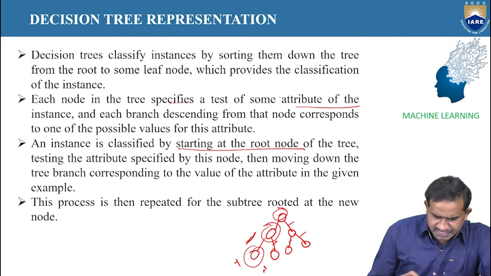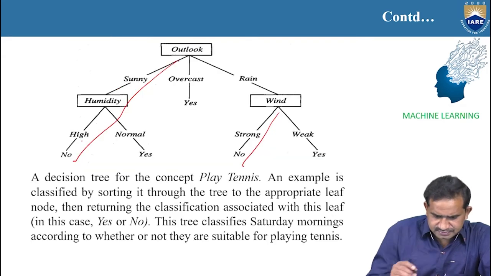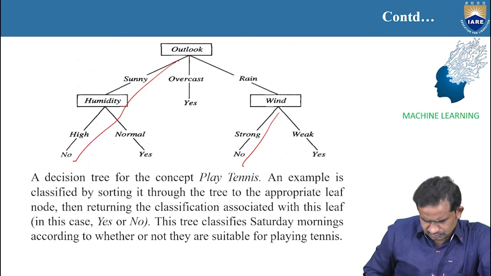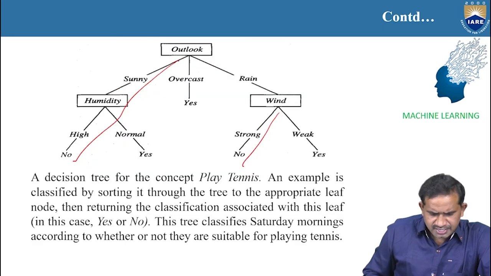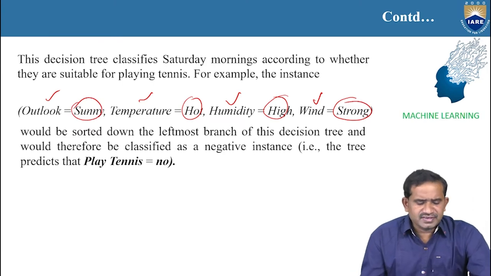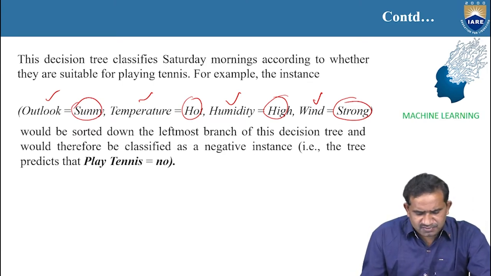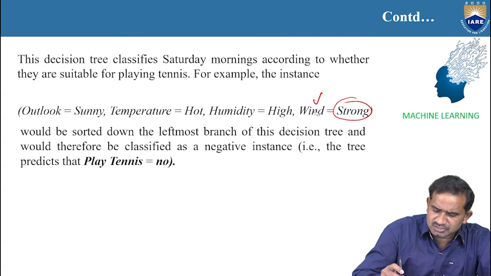So outlook is sunny, temperature is hot, humidity is high, and wind is strong. When you observe this, automatically we can get it. This instance would be sorted down the leftmost branch of this decision tree and would therefore be classified as a negative instance. Therefore, the tree predicts that playing tennis is no, it's not possible. Based on these simple representations, we can make some conclusion and some decision.